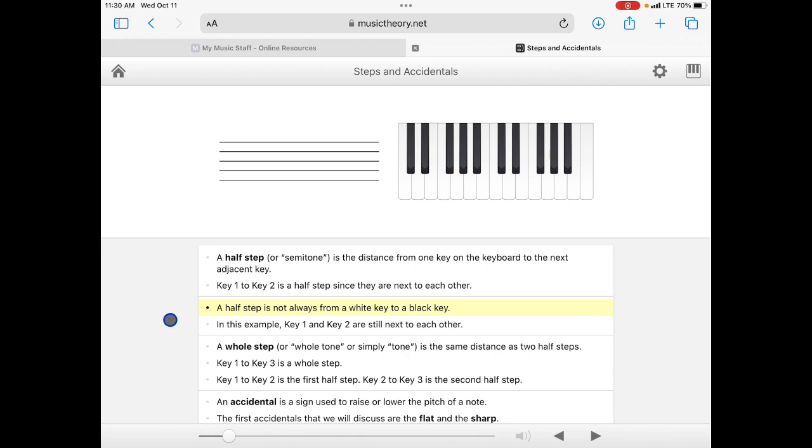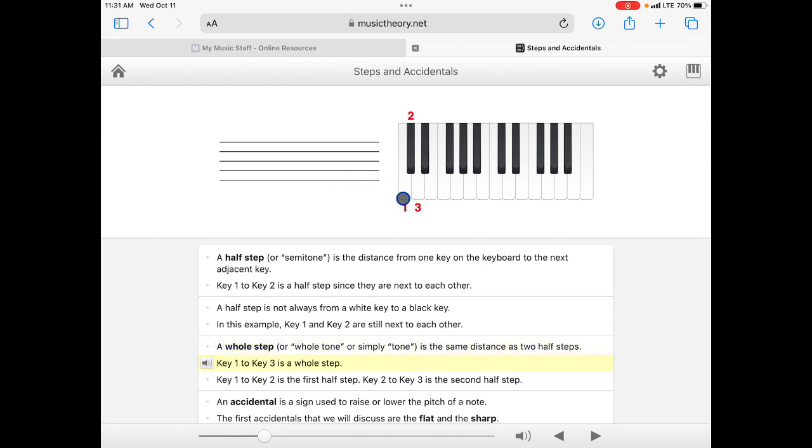A half step is not always from a white key to a black key, though. This example shows here when we're looking at our E and F, they are directly next to each other. So they are a half step because they are next door to each other. A whole step, or a whole tone, or simply just a tone, is the same distance as 2 half steps. So this will be shown with example 1.